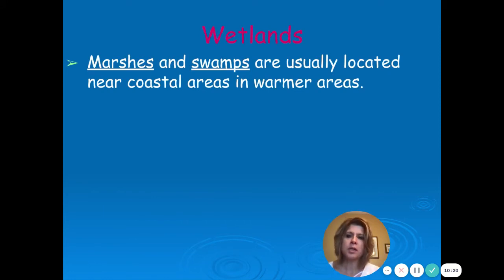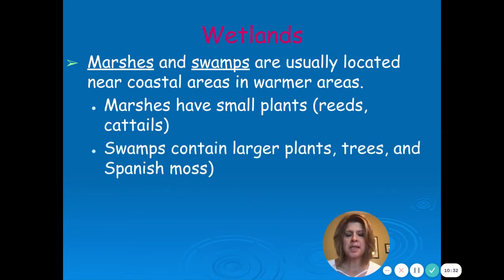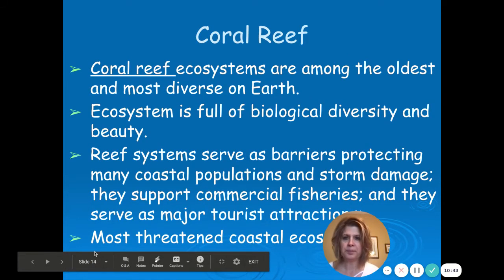Wetlands, marshes, and swamps are usually located in the coastal areas where water is warmer. Marshes have small plants, reeds, and cattails. Swamps contain larger plants, trees, and Spanish moss. Bogs are normally located where the temperatures are cooler much of the year.